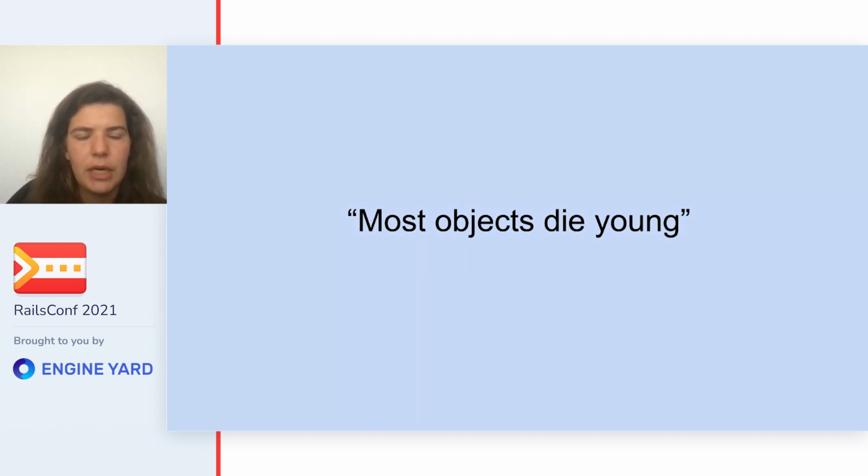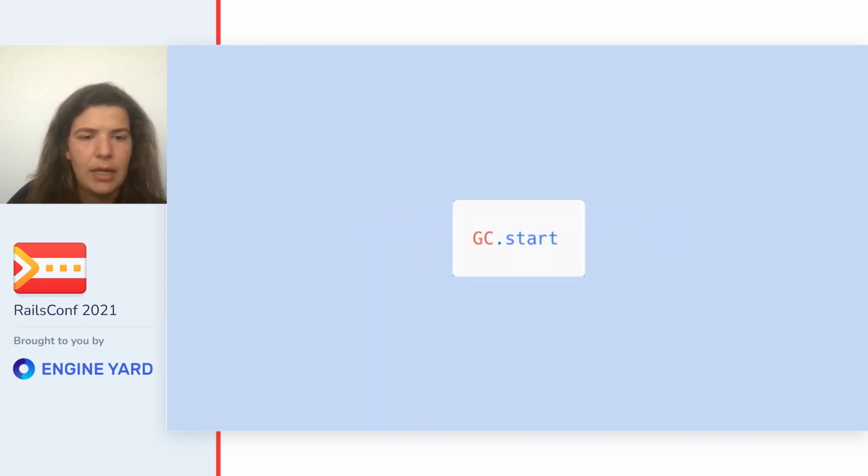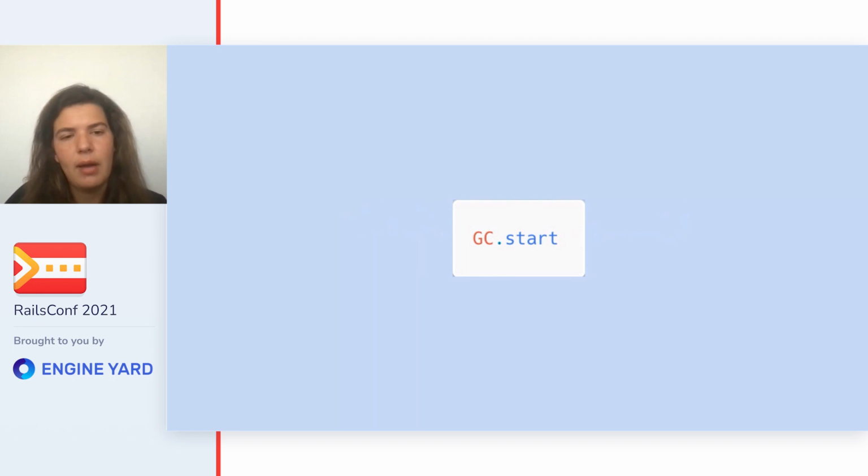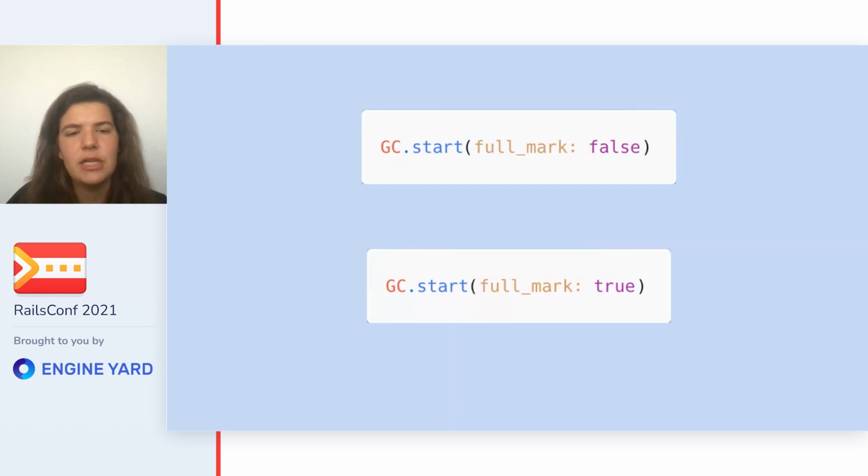Okay, so most of our objects are dying young, so generational garbage collection is gonna take advantage of this. And garbage collection, as we've discussed, will run by itself, but we can also manually trigger it with GC start. And GC start actually takes an optional parameter of full mark, which can be either false or true.